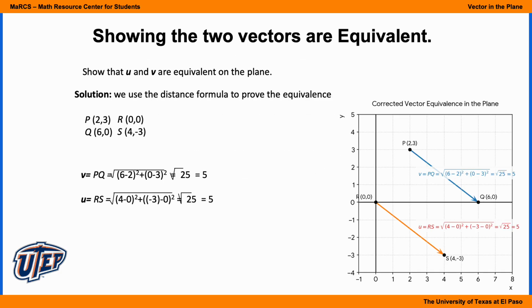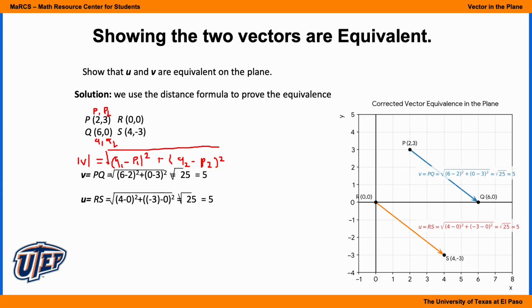In this example, we are told to show that the vectors u and v are equivalent on the plane. In order to do so, we need to show that they have the same magnitude, and we will use the distance formula to do so. First, we label our terminal and initial points for each of the vectors. The vector v has an initial point of (2, 3) and a terminal point of (6, 0). So I labeled P1 and P2 for our initial point, and Q1 and Q2 for our terminal point.